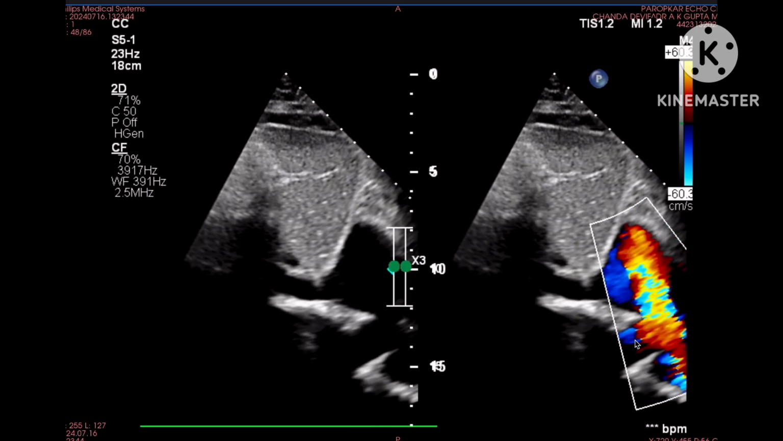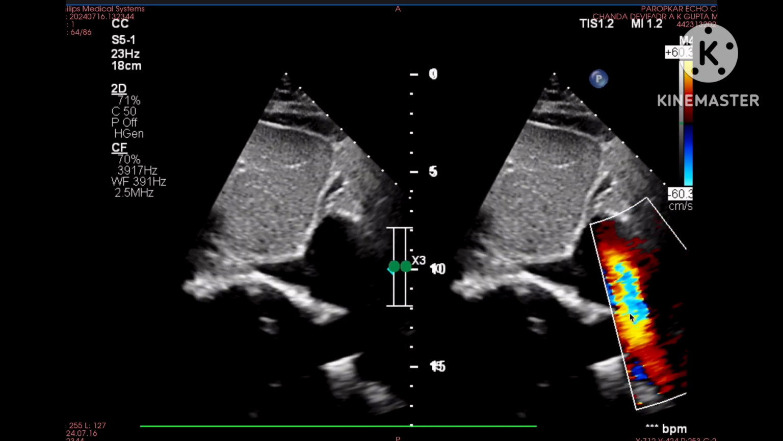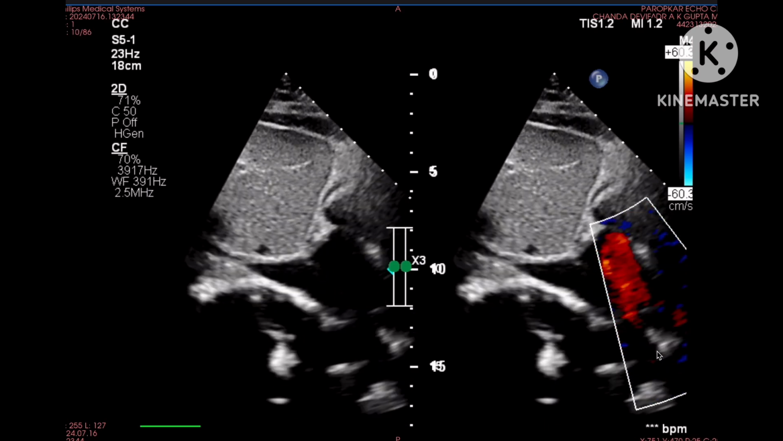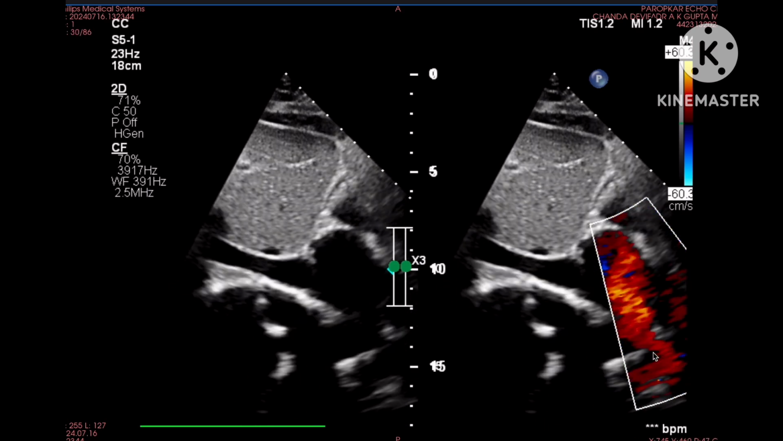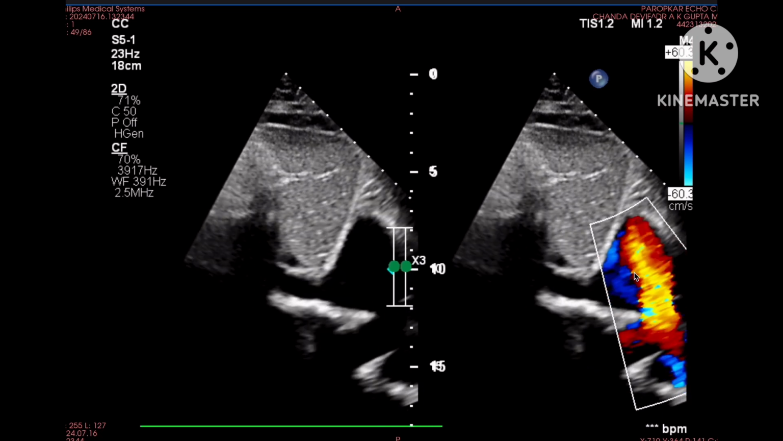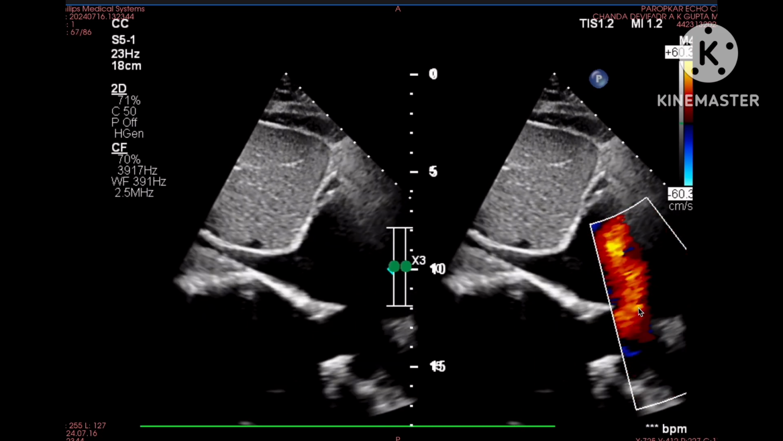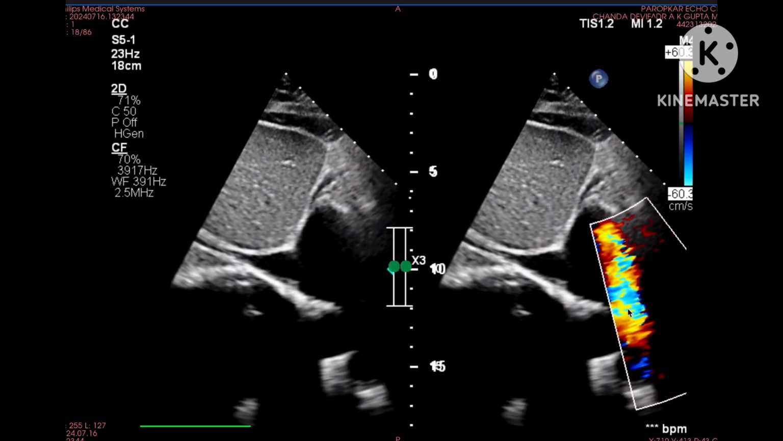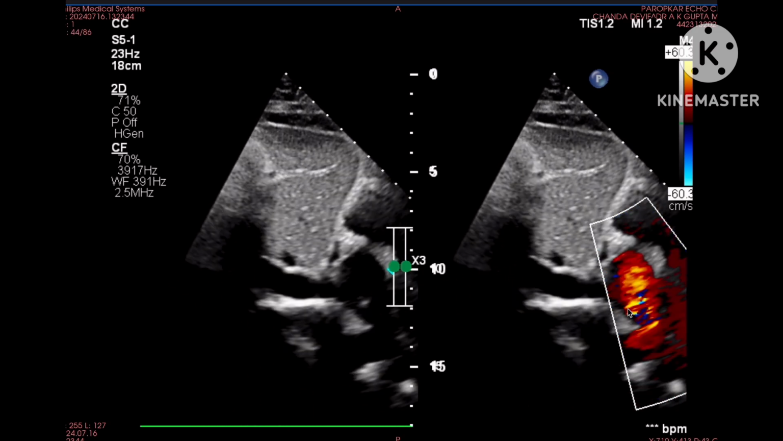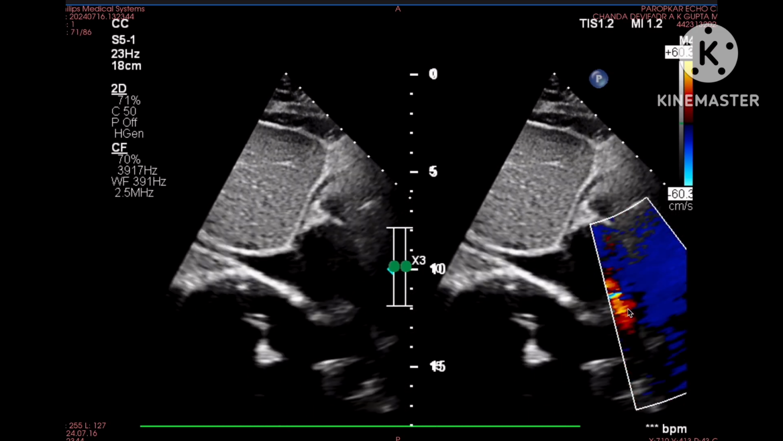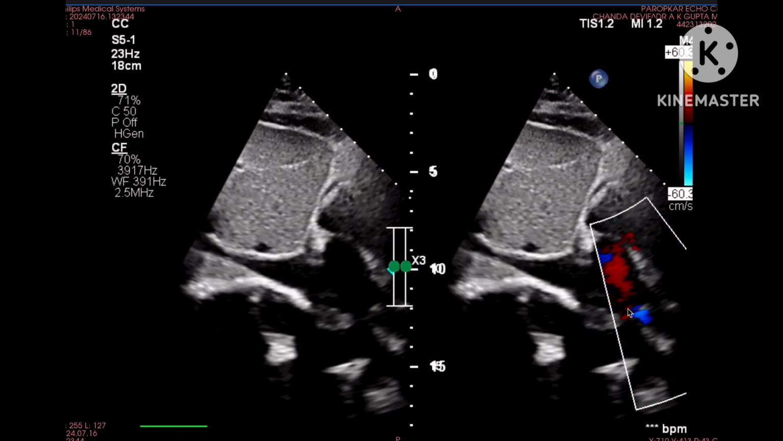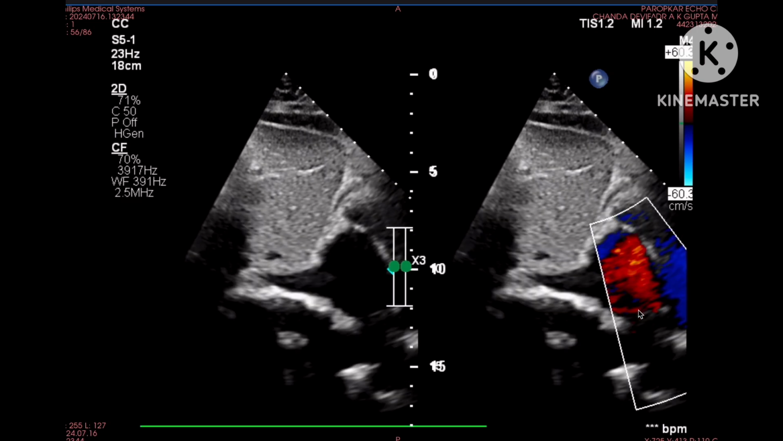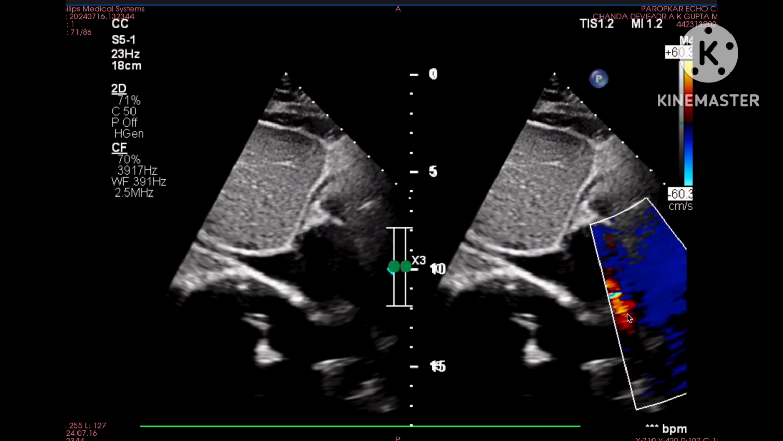Now you can see the flow of left atrium going into right atrium through this ASD. At the same time, flow is also coming from superior vena cava into right atrium. So flow from superior vena cava and flow from left atrium, both are coming together into right atrium. That is why we call it sinus venosus ASD of SVC variety. Now you see it easily. So this is the point that you have to remember.